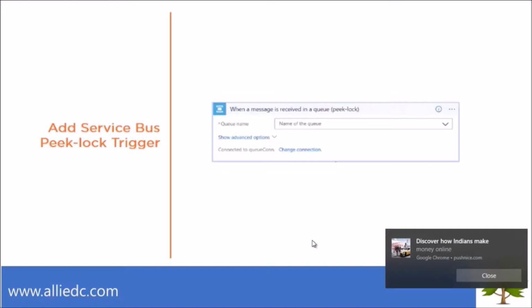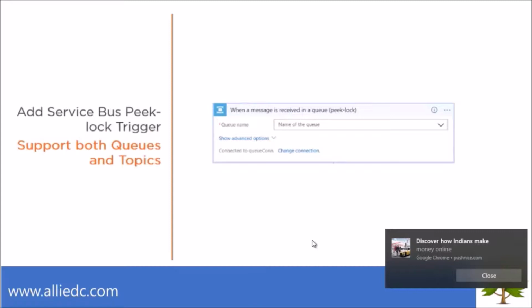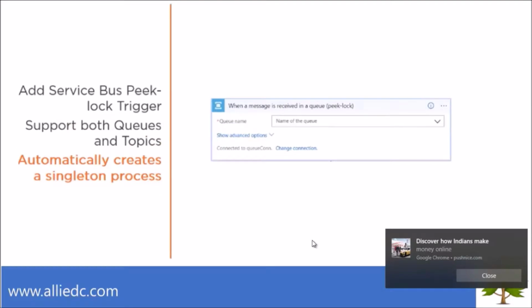You will then specify your queue name. One thing to note is that this supports both queues and topics as set up inside your Service Bus. Another thing to point out is that by adding the Service Bus peek lock shape as the first trigger to your Logic app, this automatically creates a singleton process under the covers.